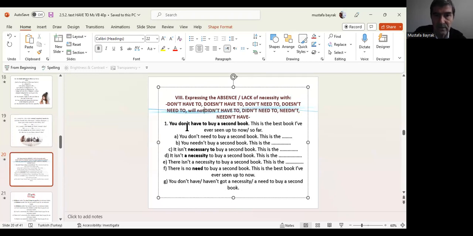will not, will not have to, I will not have to, for example, I will not have to see him. I will not have to see him tomorrow. Will not have to, there is no obligation for me tomorrow to see him. I will not have to see him. Okay. Won't have to also expresses a future lack of, absence of obligation.